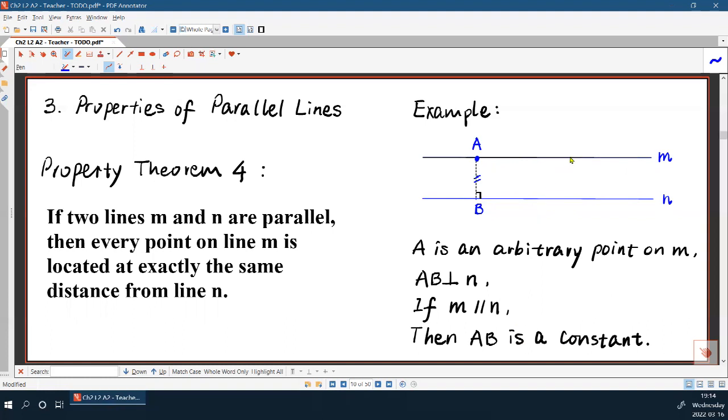Understand? For example, you choose another point and find the distance between this point and line N. Let's call this C and D. This length is also a constant, which is equal to AB. And this distance actually is a constant everywhere, right? This is property theorem 4.